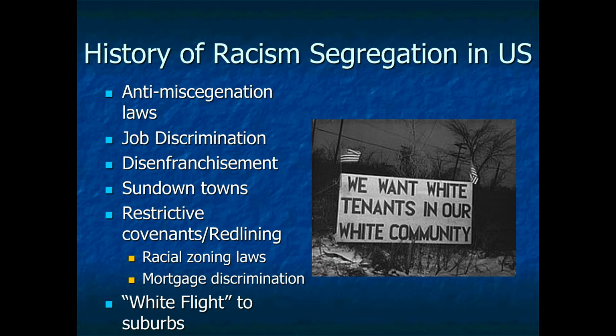Job discrimination. I think you can imagine you could only get certain jobs based on your race. Disenfranchisement talks about not giving people of color the right to vote. Sundown towns we see mainly in the Midwest, some Western cities where their slogan was, if you're a person of color, the sun better not go down on you in this town, or else we're not going to protect you, or we're going to basically abuse you, maybe even kill you. And so you better not be here when the sun goes down. So pretty harsh and sad.